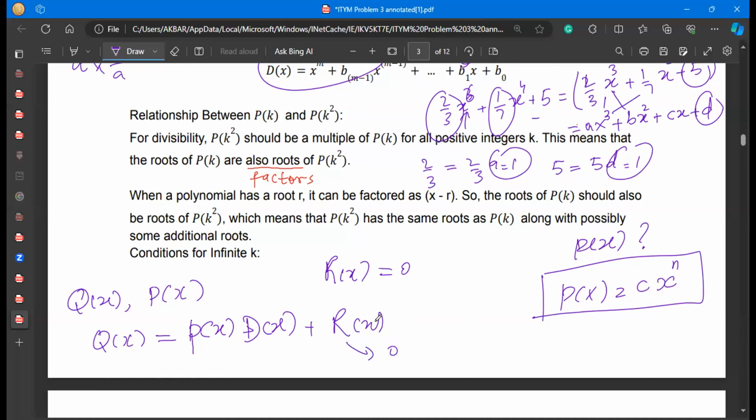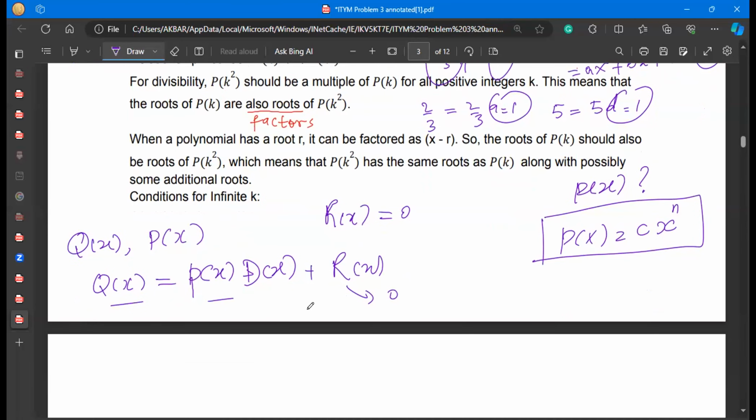It will not be 0 at this moment. You have to find what the possible scenarios are, what the shape of p of x should be such that this r of x is 0. In fact, r of x should be identical to 0, more than just being a number equal to 0. This is a congruence to 0 kind of notation.